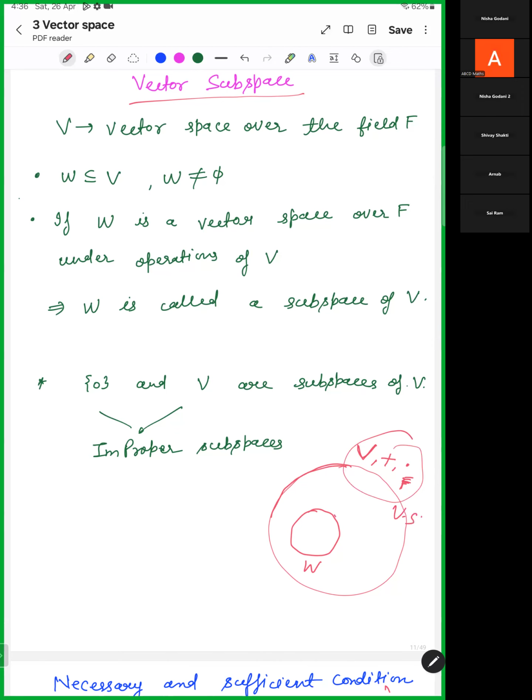If I take some subset, some part of that V, and if it is again satisfying all these 10 axioms under the same operations of V, then it is again a vector space. Then W will again be a vector space. But since this W is lying inside V, this W is a subset of V, that is why we call it a subspace. Subspace has the word sub because it is a subset.